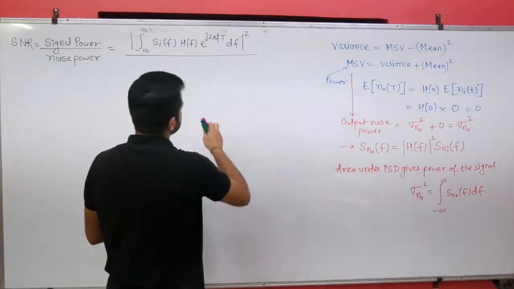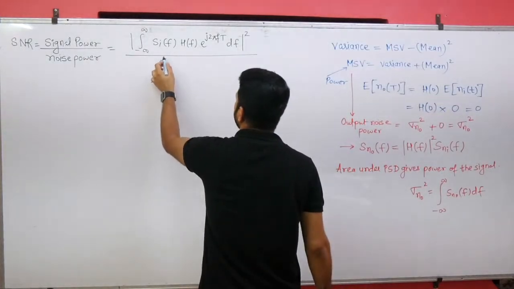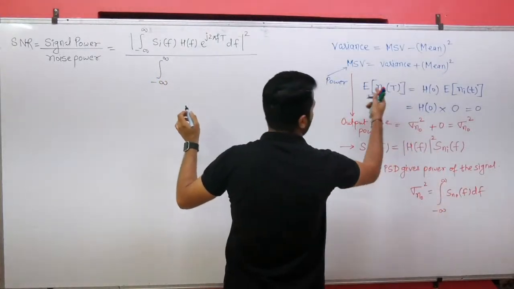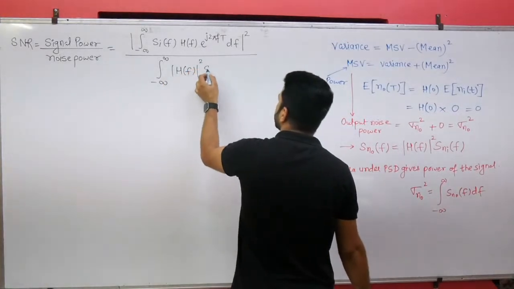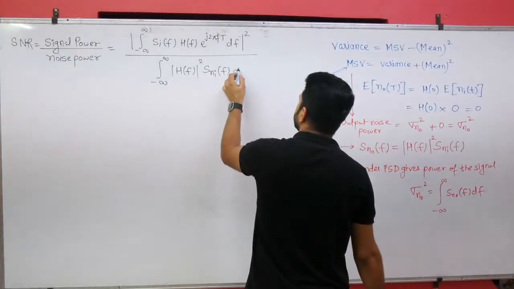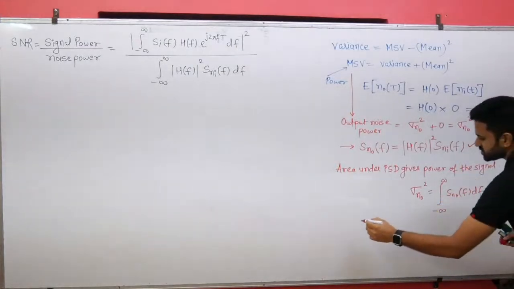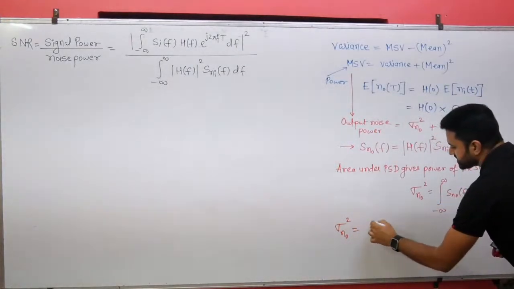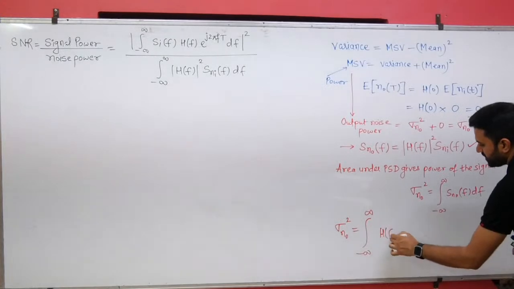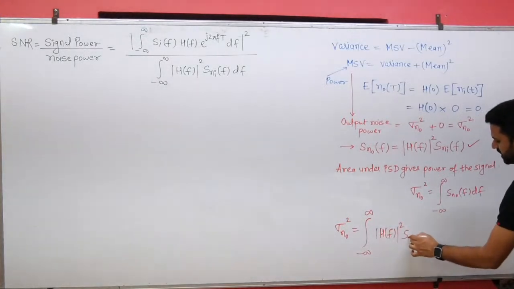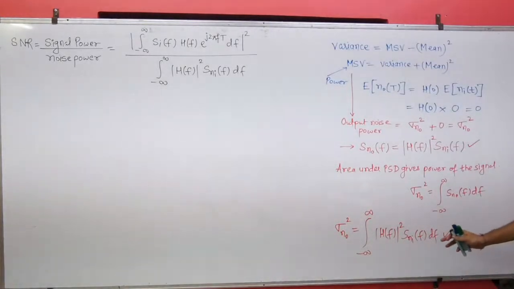Now let's substitute the value of noise power here. We will substitute the noise power, which is the integral from minus infinity to infinity, and the value of S_no(f) is nothing but |H(f)|² into S_ni(f) df. One step you can write here also. If you substitute this value, you will get sigma n naught square equal to the integral from minus infinity to infinity of |H(f)|² S_ni(f) df. So this is how we can write.